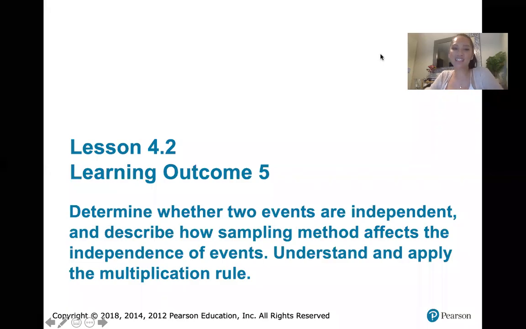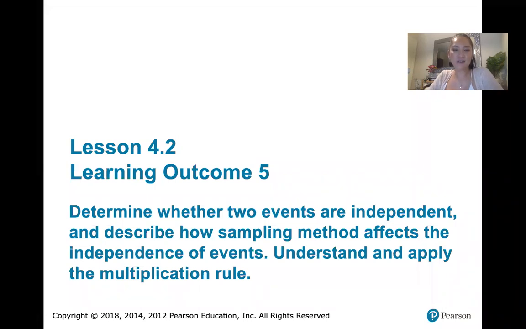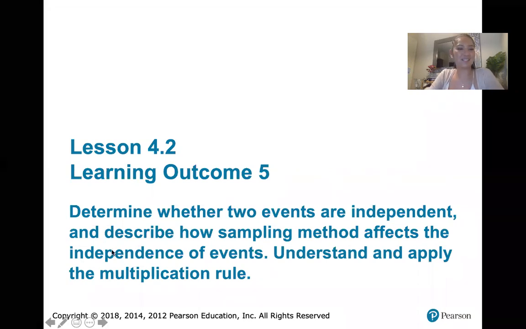In this video, we discuss learning outcome number 5 from lesson 4.2, which is all about the multiplication rule. We're also going to determine whether two events are independent. We'll learn about independent and dependent events, and we're going to describe how the sampling method affects the independence of events.